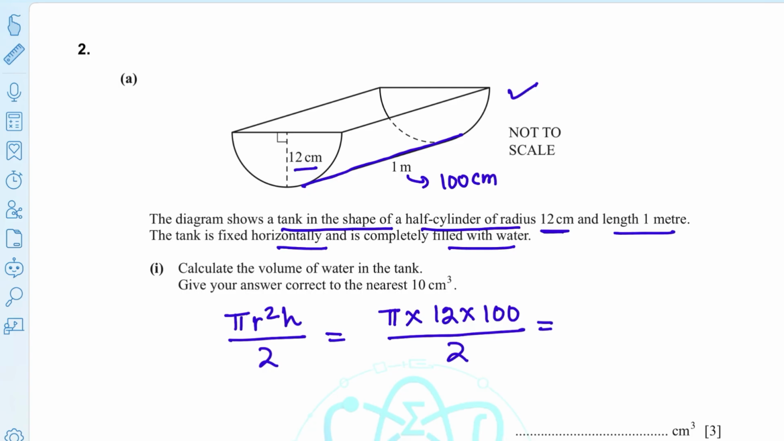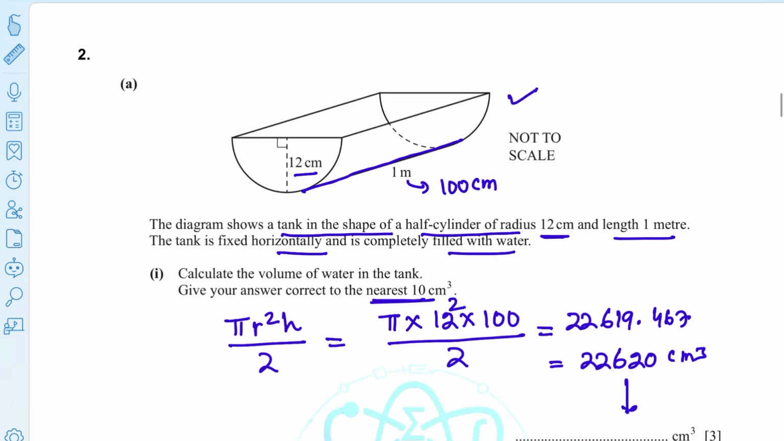If I try to find the value using a calculator, this is 12 squared. So I'm getting 22,619.467. The question is given nearest 10. So nearest 10 means this answer should be 22,620 centimeter cube. Yes, that is the answer for this question. Is it okay everyone? Yes.